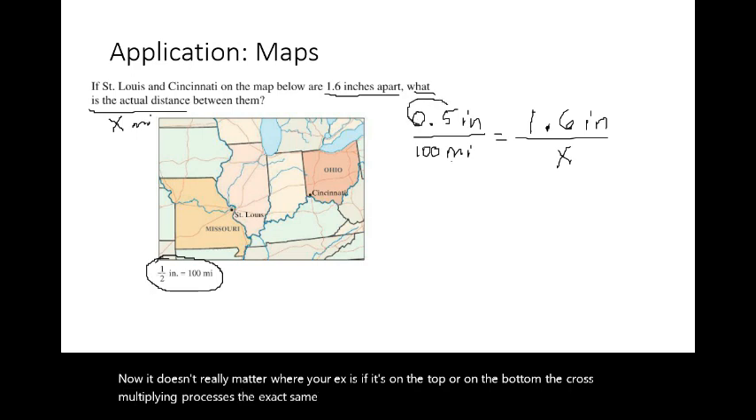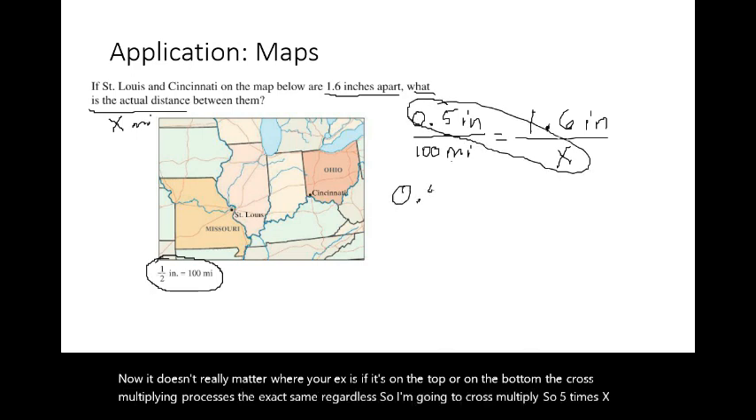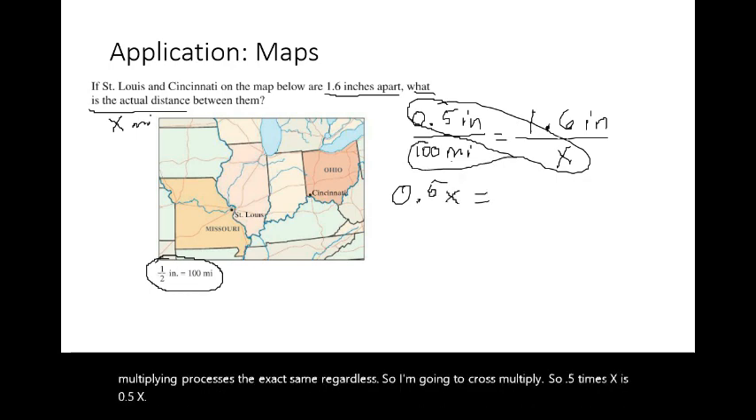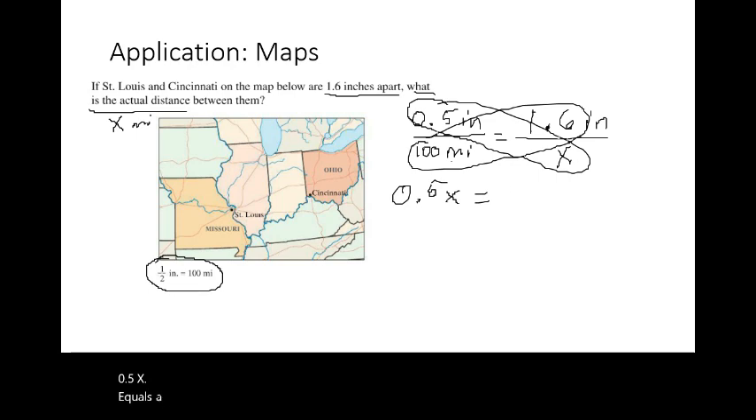So I'm going to cross multiply. So 0.5 times X is 0.5X equals 100 times 1.6, which is 160. Then we're going to divide both sides by 0.5, or multiply by 2, whichever.